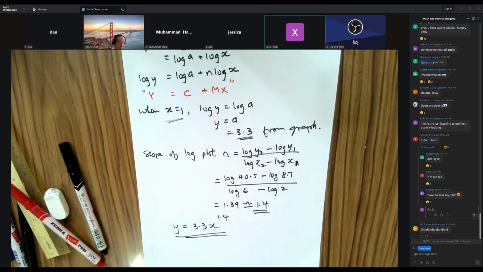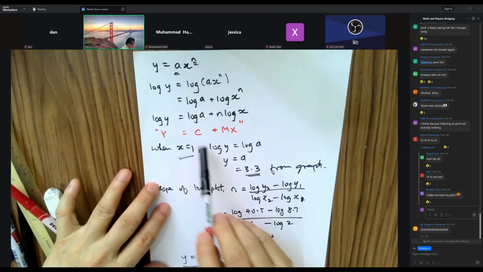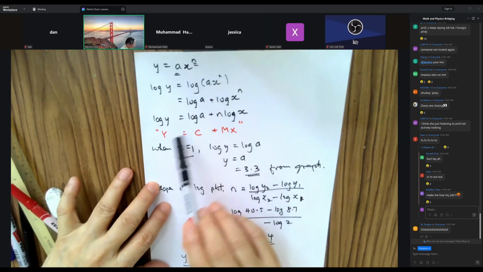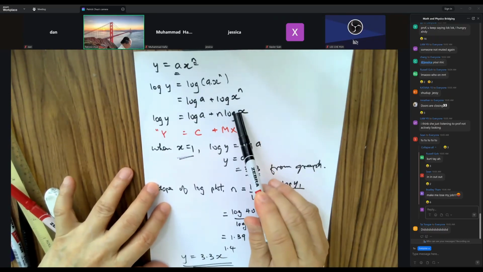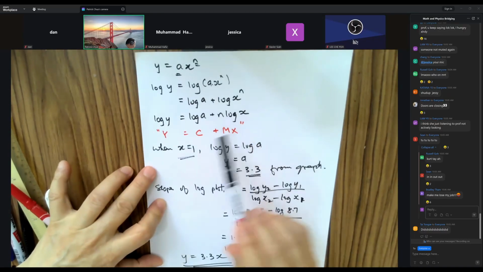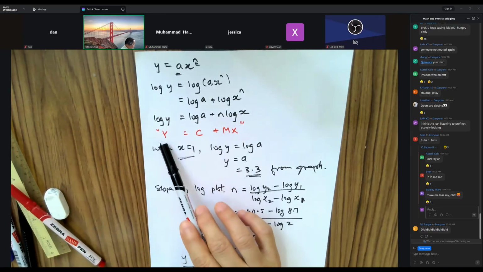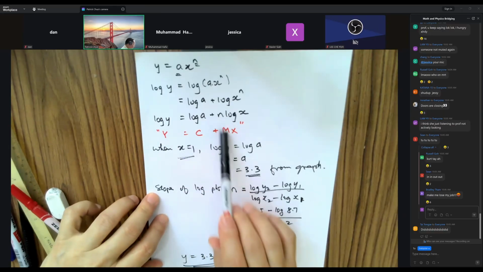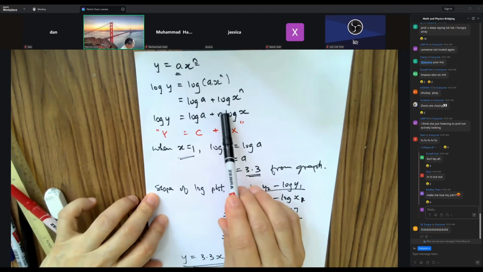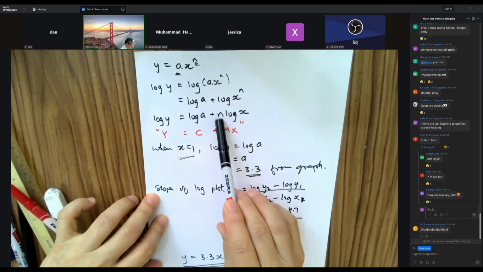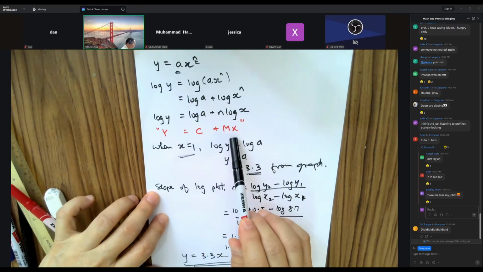Can you go through how you got A again? From these steps, you got log y is equal to log A plus n log x. You will learn this in a moment. This is in the form of y is equal to c plus mx, where m is your n. It is the equation of a straight line.